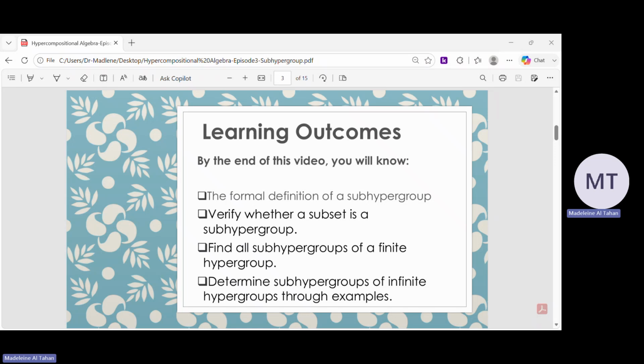By the end of this video, you will be able to define a subhypergroup, verify whether a subset is a subhypergroup, find all subhypergroups of a finite hypergroup, and examine examples of subhypergroups in infinite hypergroups. Let's get started.